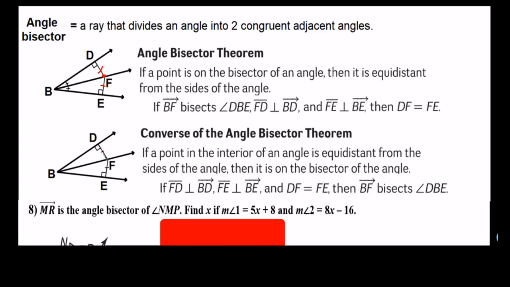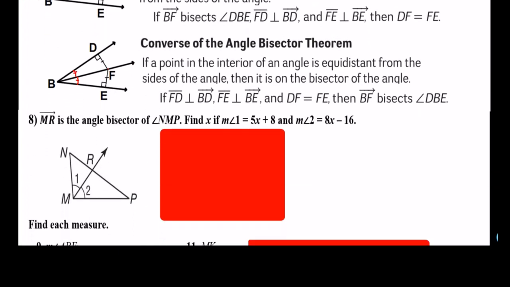And vice versa. If you have a point in the interior of an angle, and you know that it is equidistant to the sides, then you can conclude that these two angles are the same. So basically here, if you have the angle bisector, you know that they are equidistant. And if you have a point that is equidistant to two sides of the angle, you know that that point is right on the angle bisector of the angle. So let's look at some examples here.